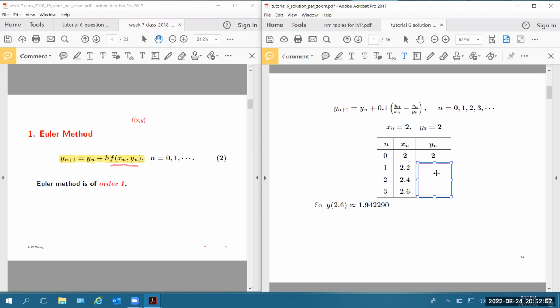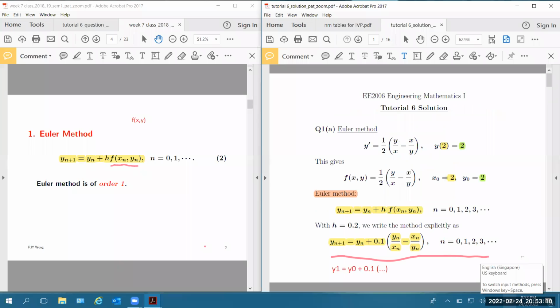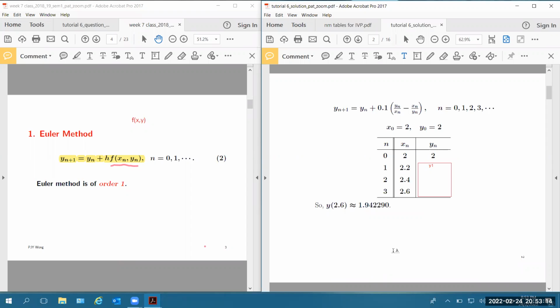All right. And then, of course, the next one, this is your next entry, right? So this is the place where you put down your y1. And of course, how you get your y1? This is how you do it. All right, so you put your y1 here, and then after putting down your y1, you come to here, and this is the place where you do your y2.